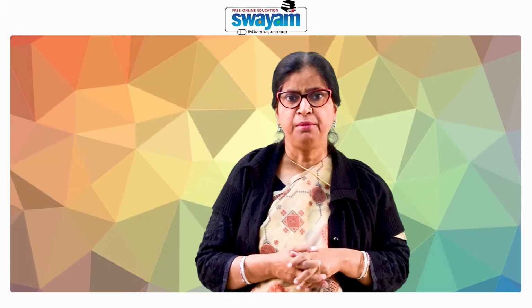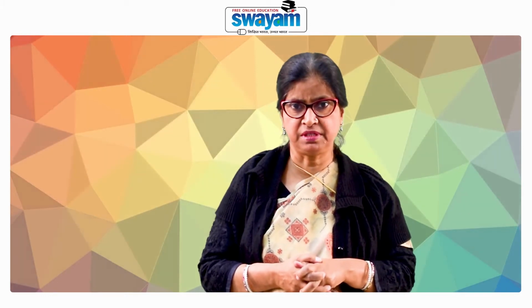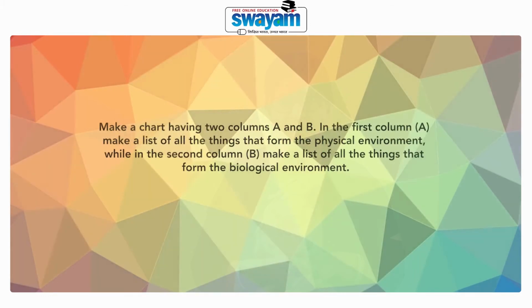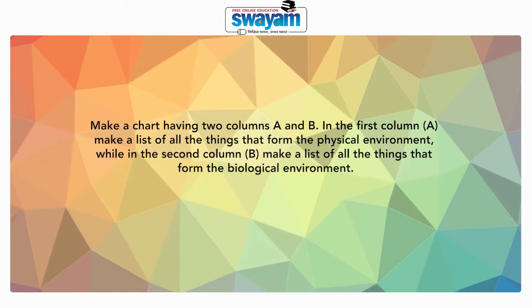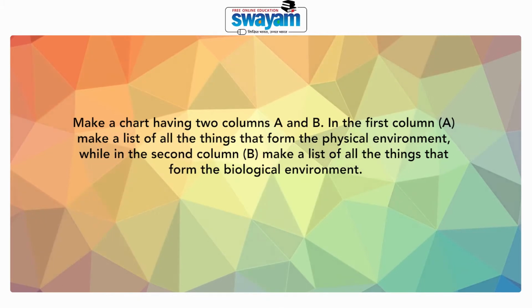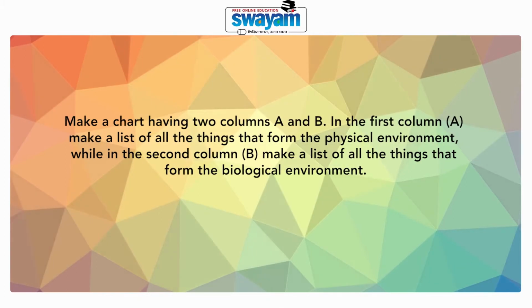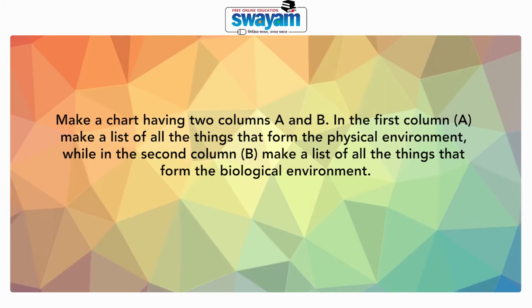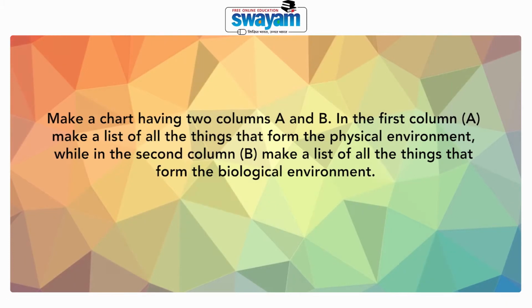Students should be required to do the following: make a chart having 2 columns, A and B. In the first column A, make a list of all the things that form the physical environment, while in the second column, make a list of all the things that form the biological environment.